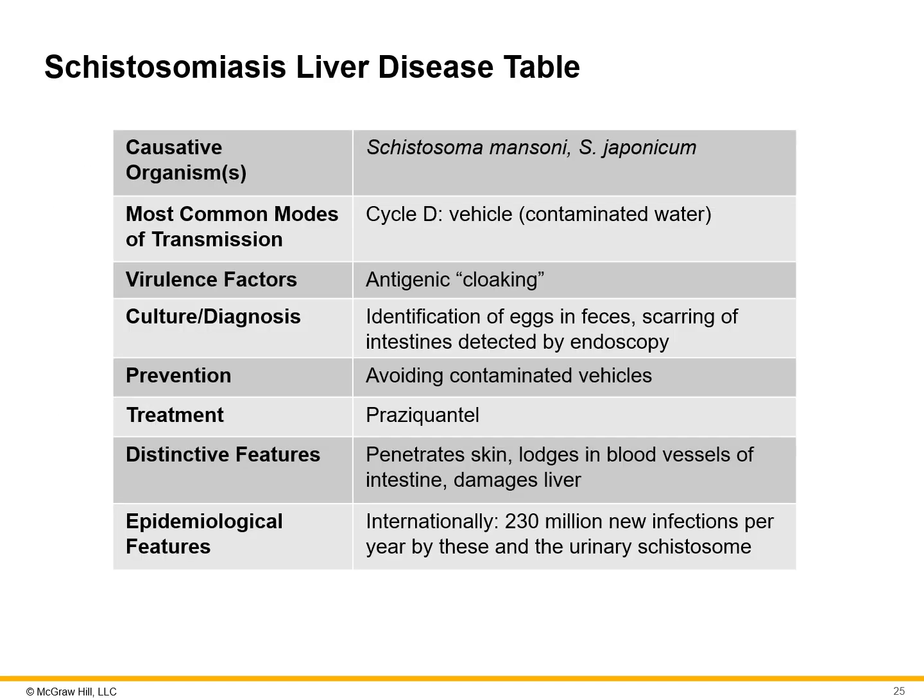So our summary table here, just looking at both of these are cycle D, and are going to be transmitted by contaminated water. Again, that antigenic cloaking, or disguising itself. So avoiding those contaminated water sources is important, as well as treatment that's available. But again, its hallmark is that it can penetrate through the skin, then becomes lodged in the blood vessels, intestine, and even damages the liver.